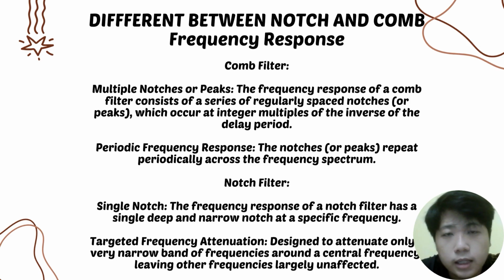On the other hand, a notch filter has only a single notch. The frequency response of the notch filter has a single dip, a narrow notch at a specific frequency. It is designed to attenuate only a very narrow band of frequencies around a central frequency, leaving other frequencies largely unaffected. So this is the difference between a notch filter and a comb filter.